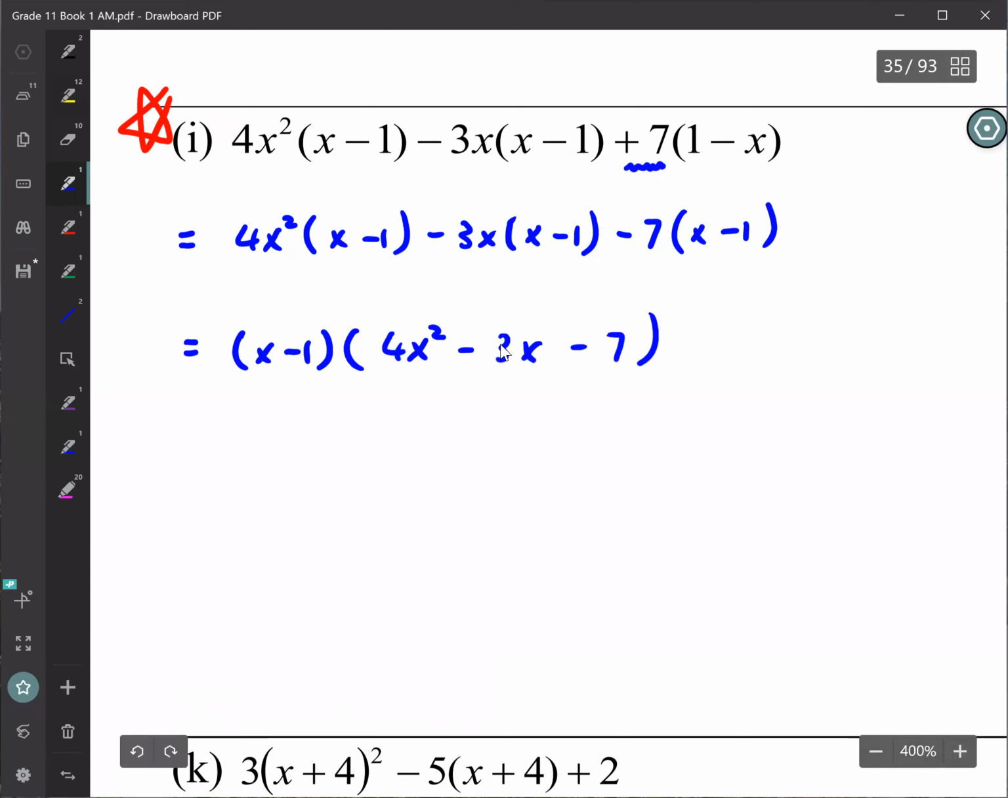Okay, so are we done here? We have 3 terms, so you got to check. Maybe it's possible to factor more, maybe it's not, but you got to try. So I'll let you guys try here. If you think it's done, then raise your hand. If you found more factors, then finish the factoring and raise your hand.